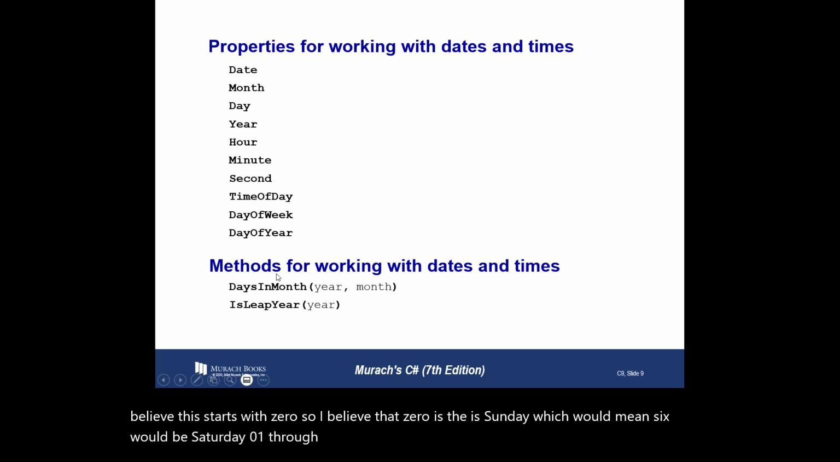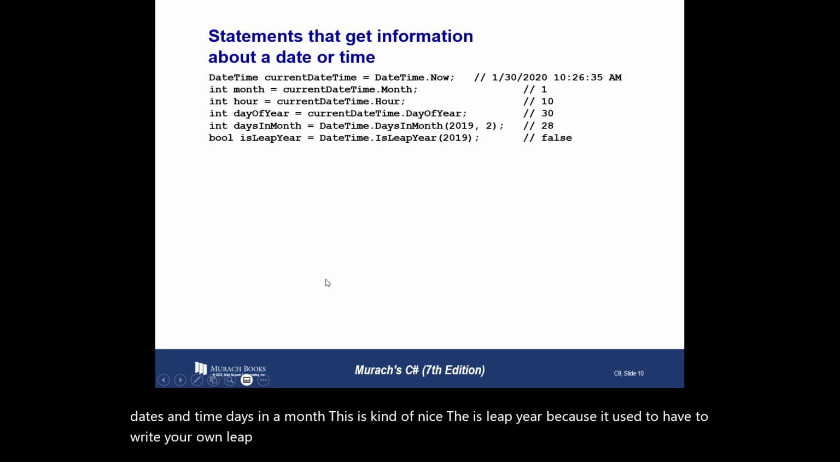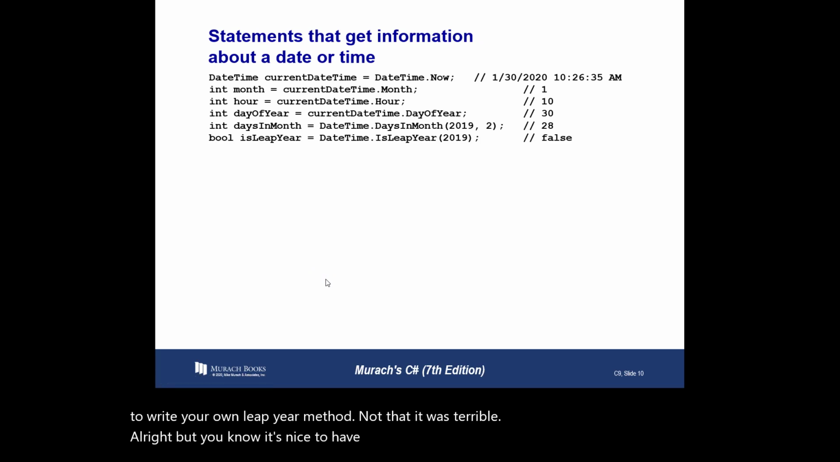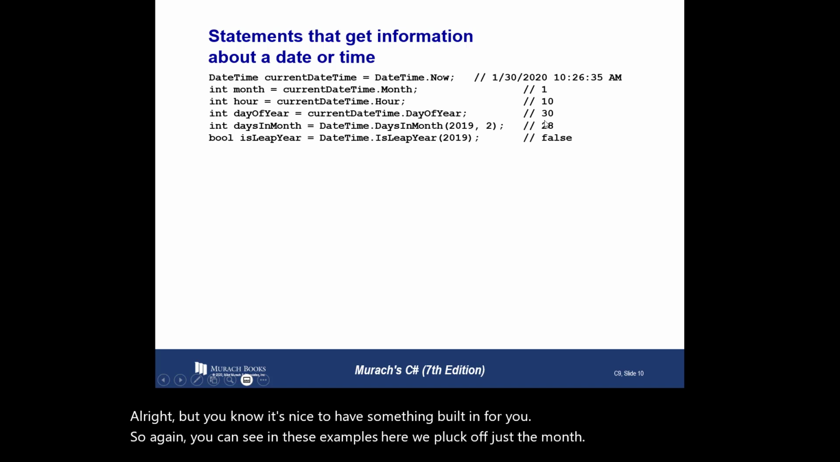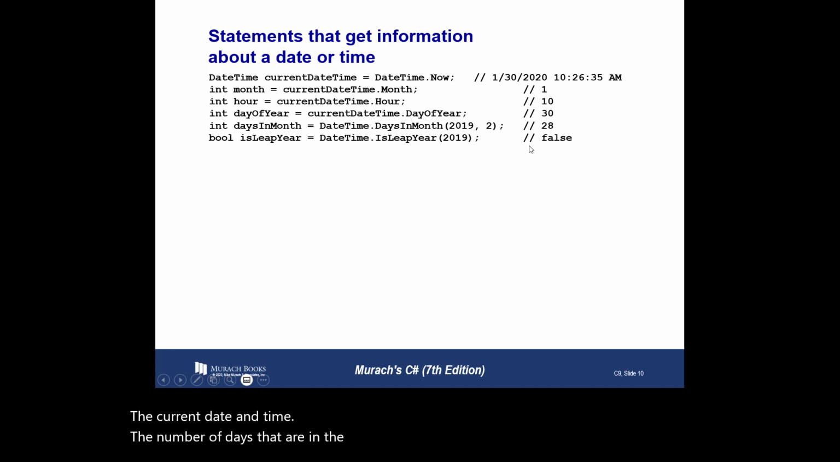There are some methods, as it says, for working with dates and times, such as days in a month. The IsLeapYear method is kind of nice, because you used to have to write your own leap year method. Not that it was terrible, but it's nice to have something built in for you. So again, you can see in these examples here, we pluck off just the month, the hour, the current date and time, the number of days that are in the month, and whether or not it's a leap year.